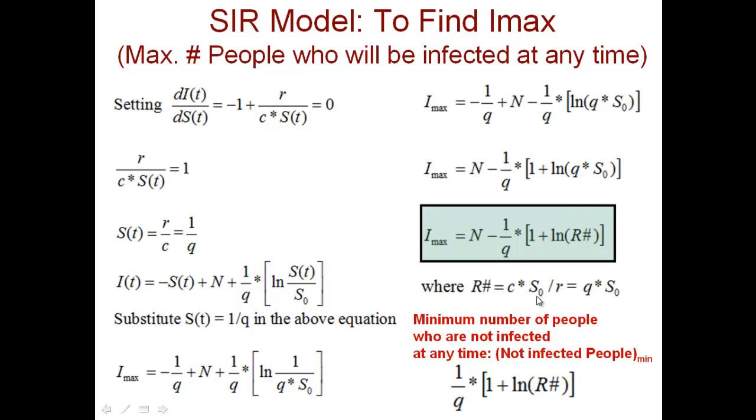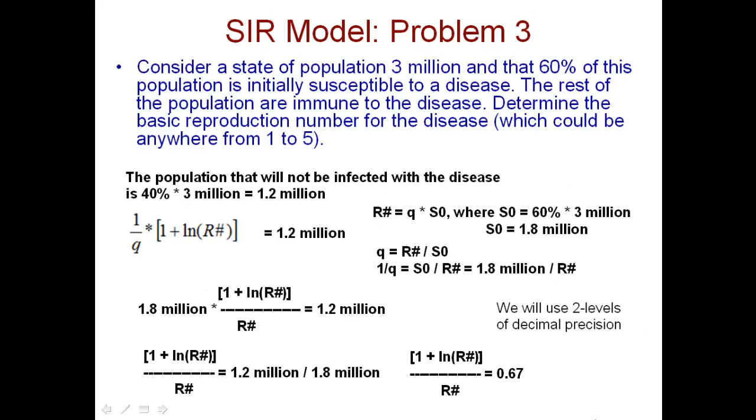So q is c over r, and now we have r hash as c times s0 over r, and c over r is q, so q times s0 is r hash. So q is basically r hash over s0, and so that's what I'm using here. So q is r hash over s0.